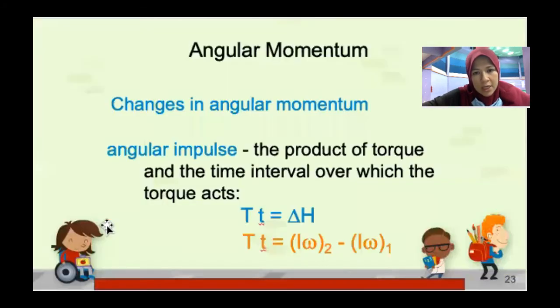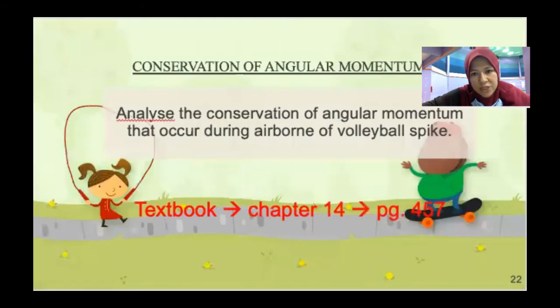Okay, and the conservation of angular momentum. Analyze the conservation of angular momentum that occurs during airborne or volleyball spike. So waktu orang spike tu akan ada berlakunya perubahan atau conservation of angular momentum bila orang spike bola. Orang nak spike bola kan ada conservation of angular momentum. Bila dia sentuh bola tu tak ada external torque, dia akan constant. Okay.